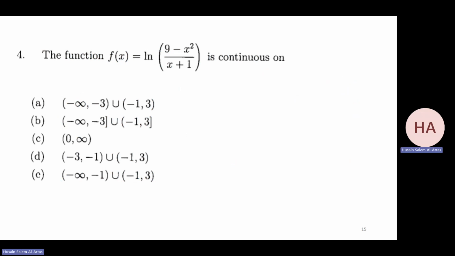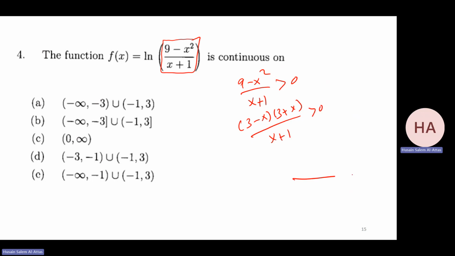This function is continuous where I need the argument of ln to be positive. So we just solve it. This is 3 minus x, 3 plus x, over x plus 1, positive. So I'll make the sign diagram. I have 3 zeros: -3, -1, and 3. 3 minus x will be positive, positive, positive, negative. 3 plus x, I have negative, positive, positive, positive. X plus 1, I have negative, negative, positive, positive.